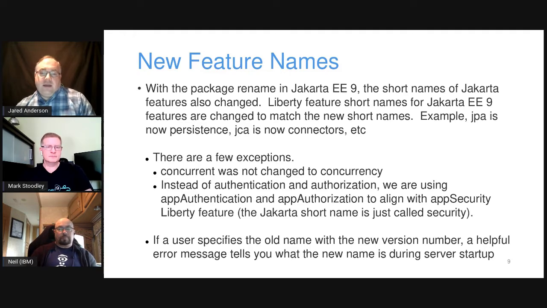If you're currently trying to move over, the major version is going to change and it's going to be a .0, and you put in JPA-3.0 instead of persistence-3.0, the server is not going to start because we don't actually have a feature named JPA 3.0. But we also added in the technology so that if we detect that old short name with the new number, we will let you know and give you a nice error message when you start your server to say, hey, the actual name now is persistence 3.0, for instance.